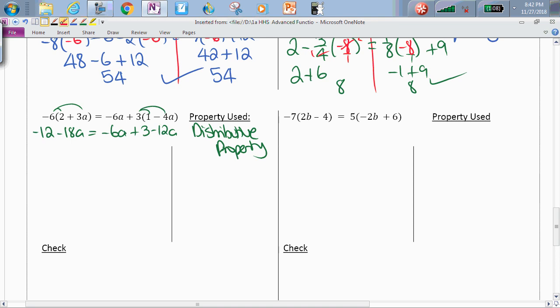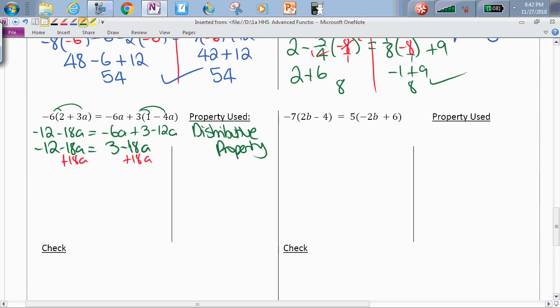Alright, so we want to get all our like terms together. So first thing, leave this on this side for the moment. Let's combine the like terms on this right side here. Negative 6 and negative 12 is negative 18. And I want to move the 18a over to the other side. I'm going to add 18a to both sides.